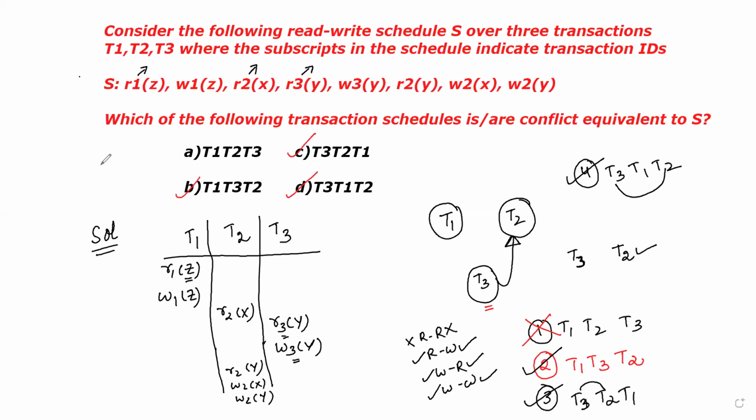This question was asked in GATE 2024. Very important concept. This concept is called conflict serializability. What is meant by conflict serializability? When you draw the graph, if it does not make a loop, then we say the schedule is conflict serializable.